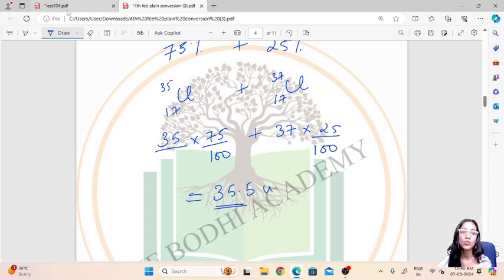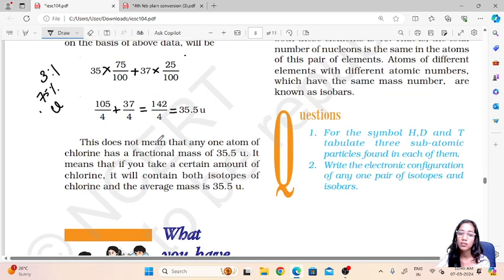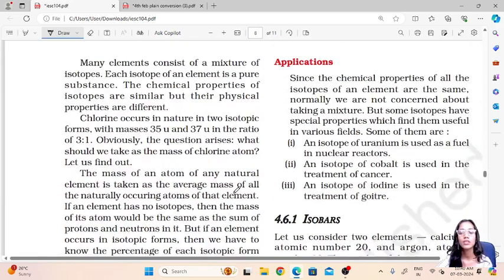Okay, so always when we have to consider the mass, we use this value and not 35 and 37. Okay, we use the average value. This does not mean that any one atom of chlorine has a fractional mass of 35.5. It means that if you take a certain amount of chlorine, it will contain both the isotopes and the average mass is 35.5 units. It is not that one particular chlorine atom will have 35.5. Any amount of chlorine you consider, the atomic mass will be 35.5. Okay, so this is how you calculate.